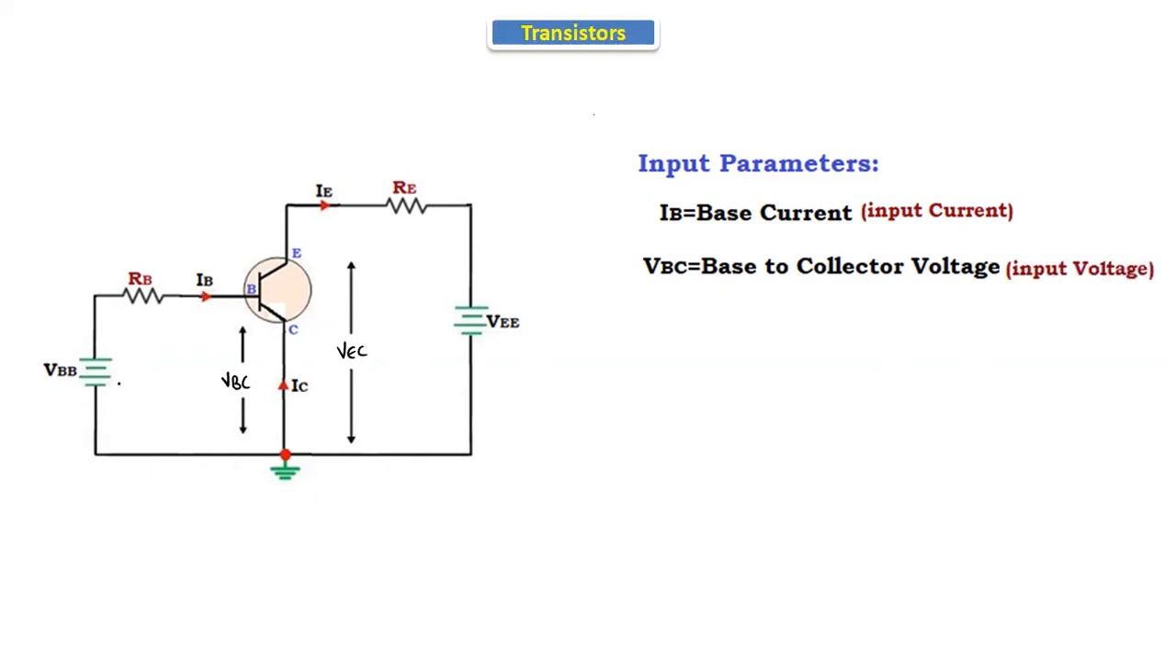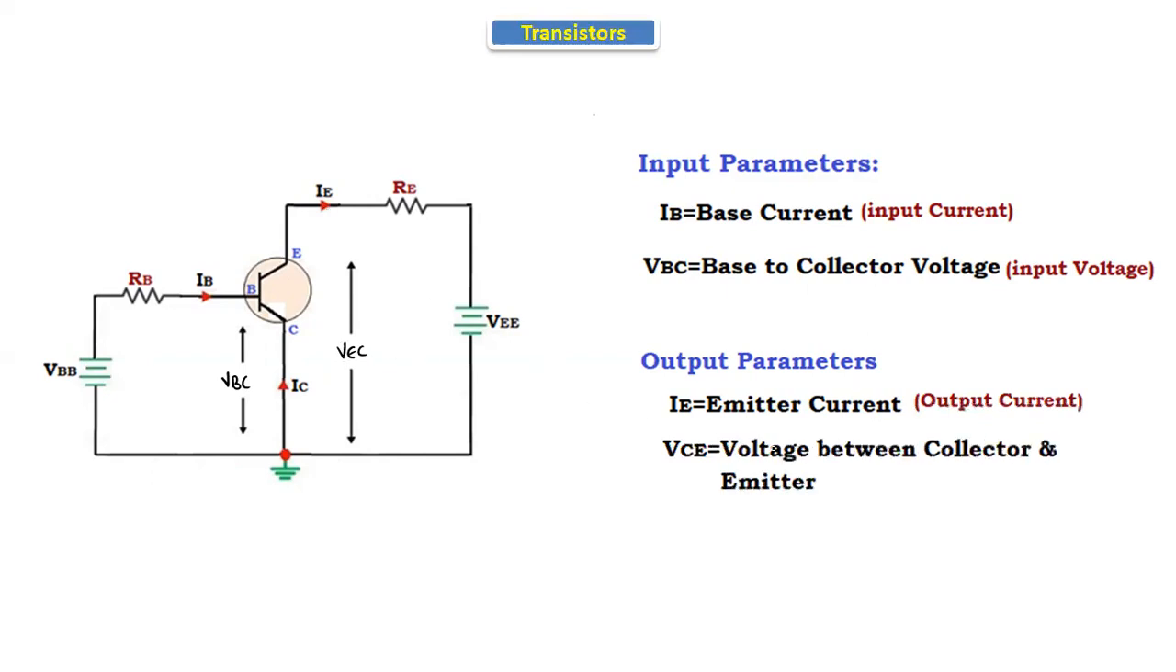But this is not the input voltage. This is called a biasing voltage, the base biasing voltage. Giving an external supply to any electronic device is called biasing. There are two biasing voltages here, VBB and VEE. IB and VBC are the input current and input voltage. Next, in the output parameters, this is IE. IE is called the emitter current, that is the output current. And VEC is the voltage between the collector and the emitter and it is the output voltage. These are the input and output parameters: IB, VBC, IE, VEC.